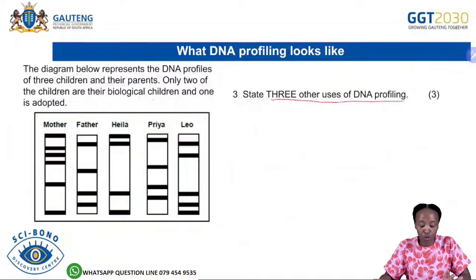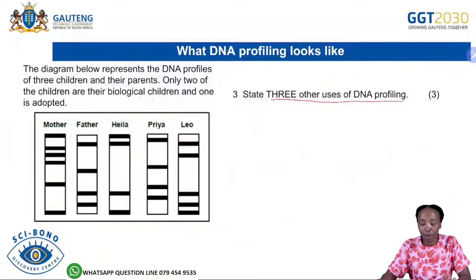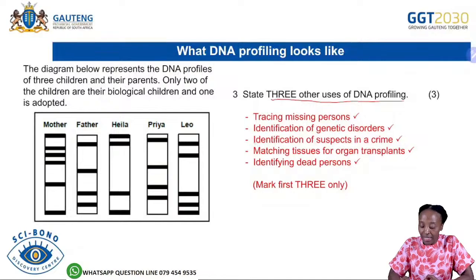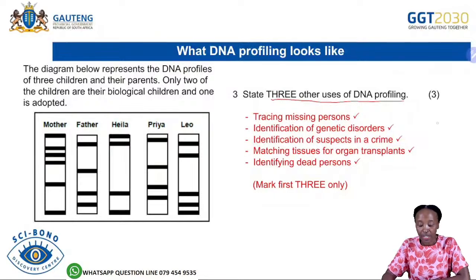So there are many other uses of DNA profiling out there, and it is important that you know all of them. So here what you are given is tracing of the missing person, identification of the genetic disorders. It's one that I did not mention. Yes, identification of the genetic disorders that are not known, and scientists make use of DNA profiling to study those to identify what they are. Identification of the suspects in a crime, matching tissues for organ transplant, organ donation, and identifying dead persons.